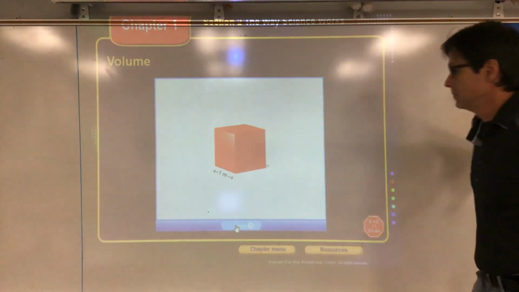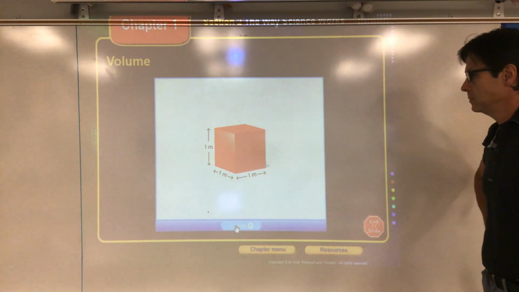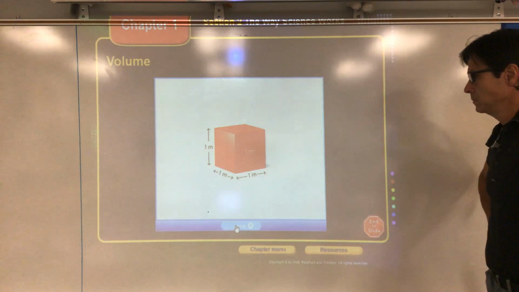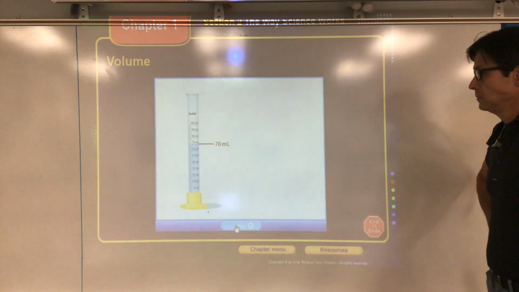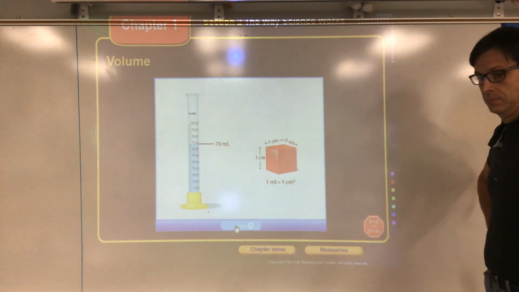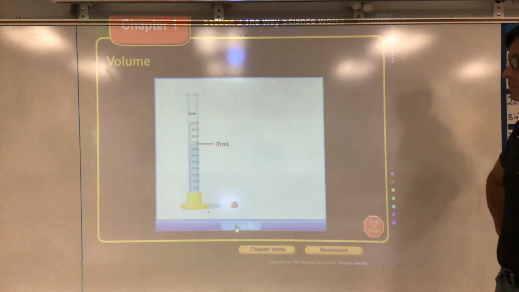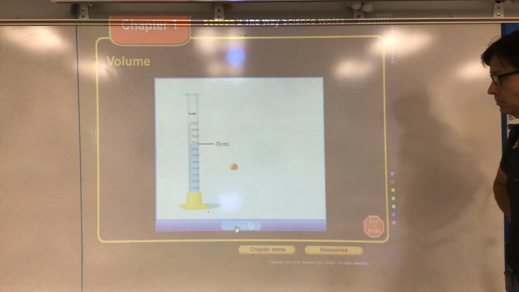Volume is defined as the amount of space occupied by an object. The volume of a solid, like this cube, may be measured in cubic meters or cubic centimeters. The volume of a liquid is often measured in liters or milliliters. 1 milliliter is equal to 1 cubic centimeter. The volumes of irregularly shaped solids can be measured by the amount of liquid they displace. For example, this rock's volume can be measured by dropping it into the graduated cylinder and reading the new liquid level.